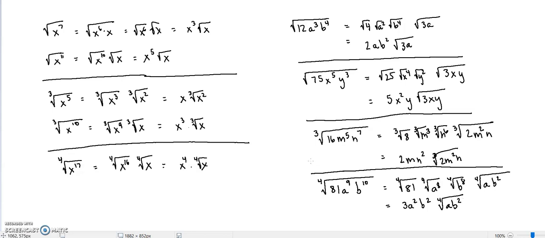Okay, so that's the basic idea, not too different from the numbers that we looked at last time. Just remember the difference between square root, third root, fourth root, and so on.